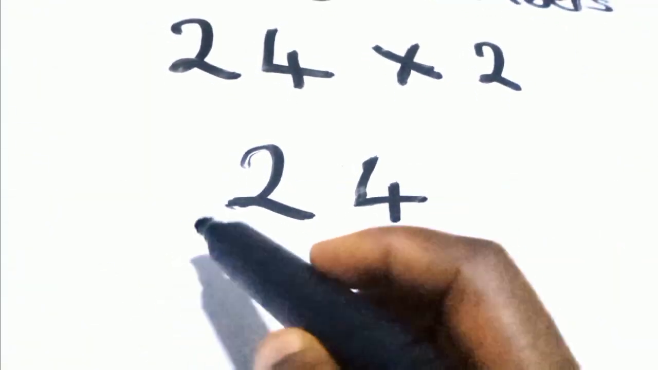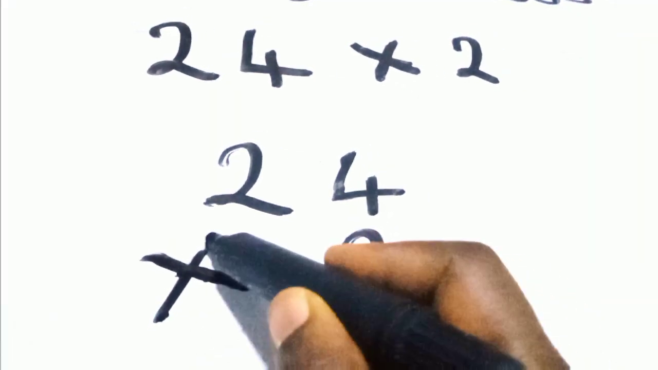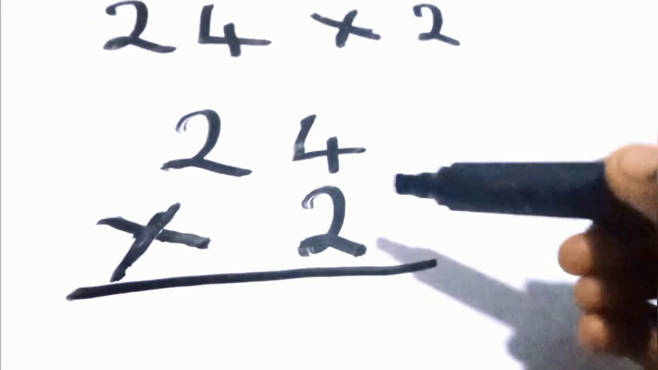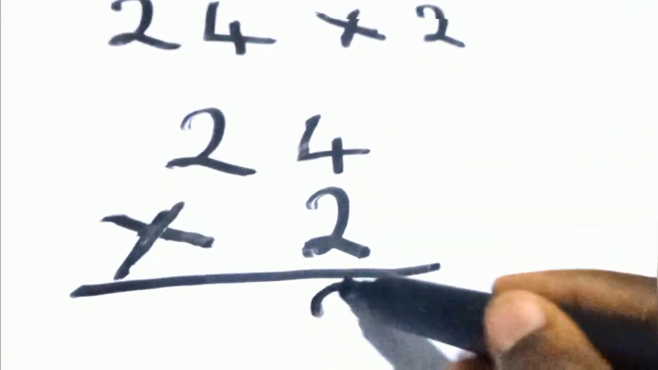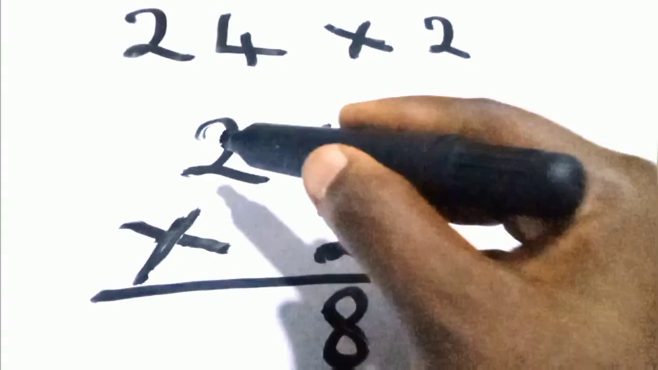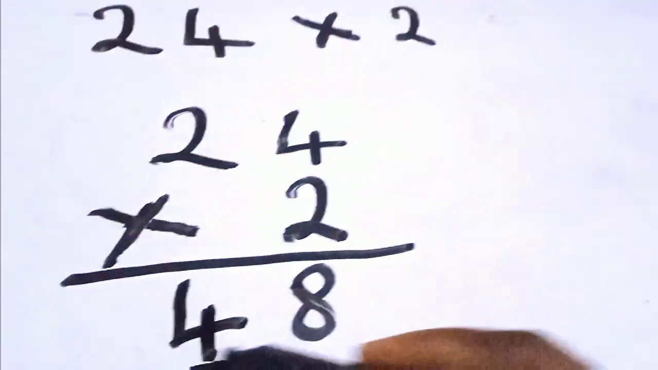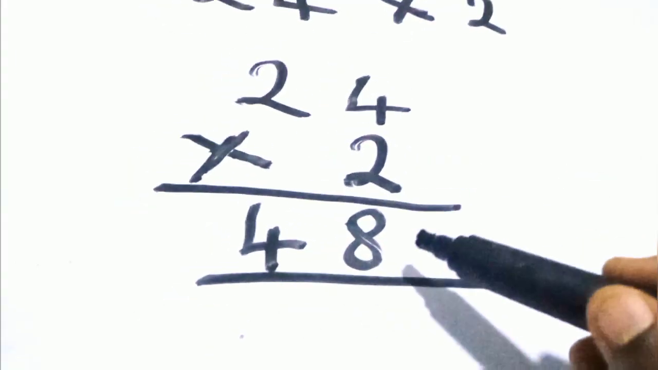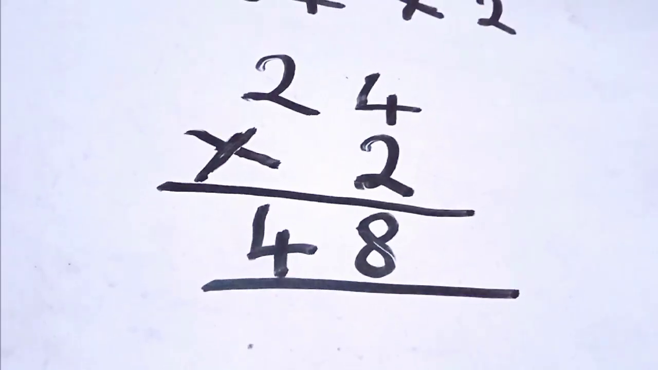And remember to put your sign of multiplication. This is times. Then we have to multiply. 2 times 4 will give you what? 8. Find it out and write it. 2 times 2 will give you what? 4. So 24 times 2 is equal to what? 48. 24 times 2 is equal to 48. Let's solve the next example.